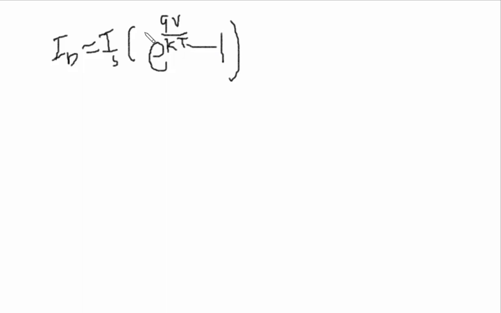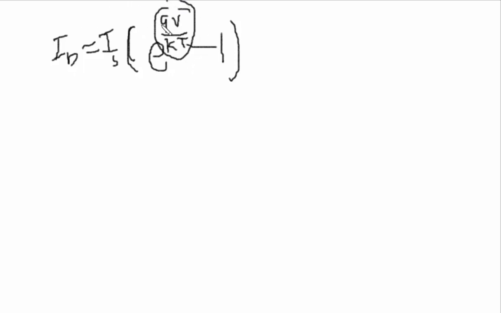Now what we can do, we know the equation. ID is equal to I sat into, because it is exponential term, so I have used e to the power of qV divided by kT minus 1, right? Okay, so let's take this numerator.